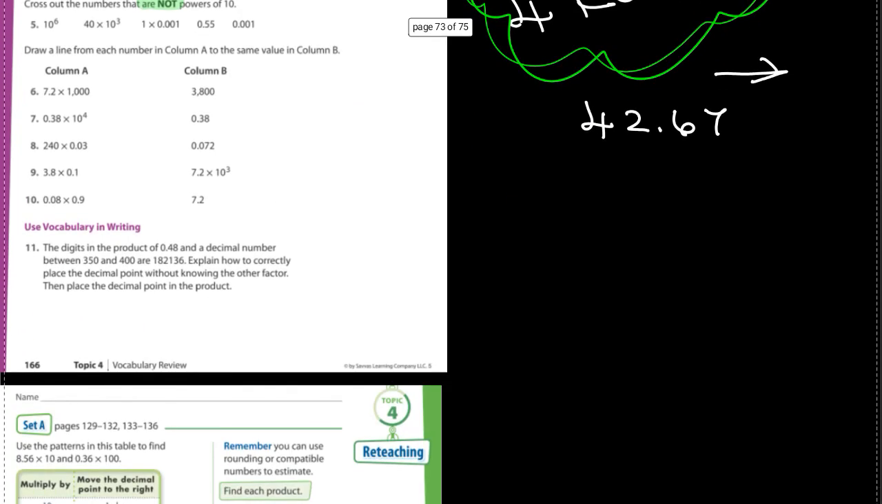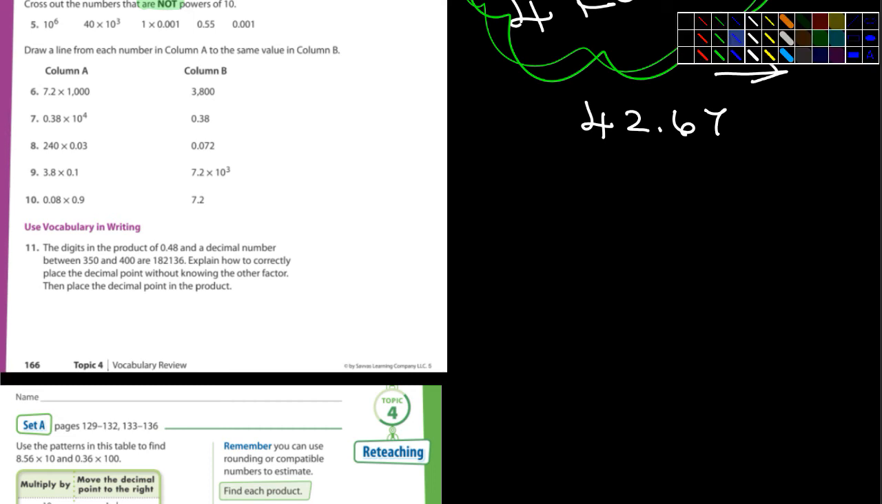And then number 11, let's take a look at that. It says the digits in the product of 0.48 and a decimal number between 350 and 400 are, okay, explain how to correctly place the decimal point without knowing the other factors. Let me read that again, I want to make sure I understand it. The digits in the product of 0.48 and a decimal number between 350 and 400 is this much. So let me help you out here.